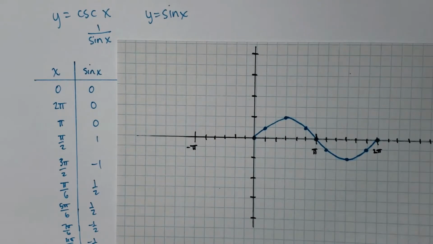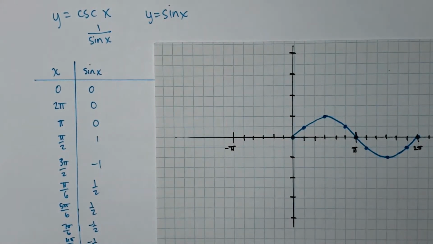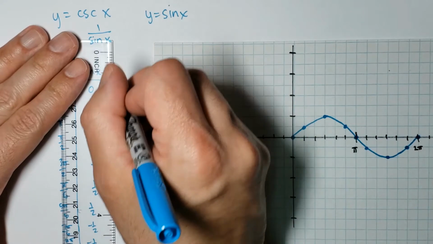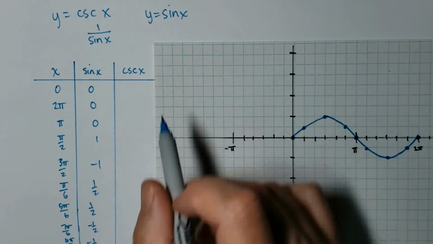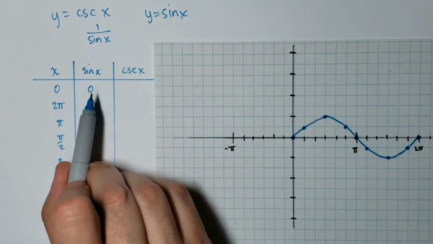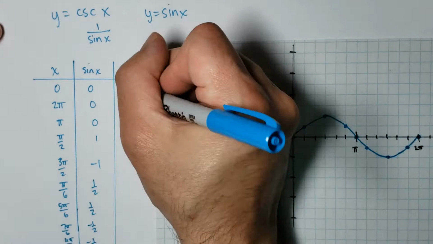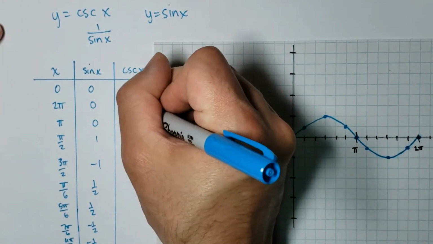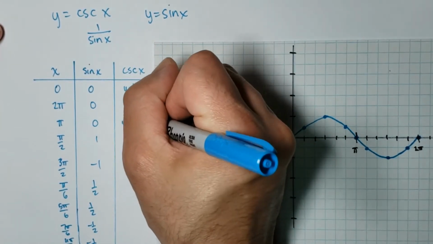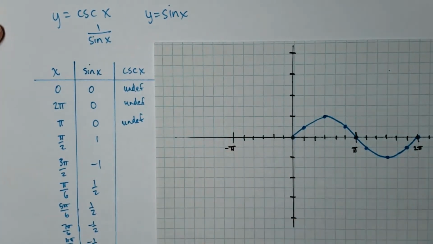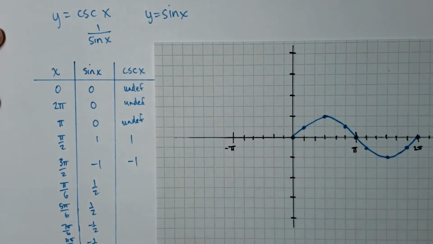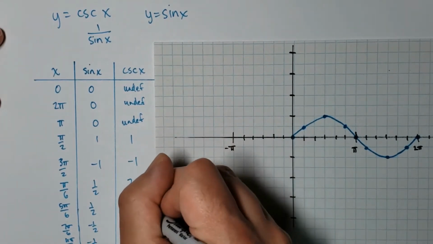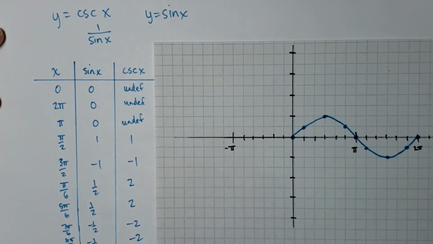The way we're going to do that is we're going to make another row, I suppose column, on our chart here, and we're going to call that cosecant of x. So if cosecant of x is 1 over sine, at 0 we have 1 over 0, which is undefined. So these are all undefined. And then we have 1 over 1 is just 1. 1 over negative 1 is negative 1. And then 1 over 1/2 is 2. These are both 2. These are going to be negative 2.